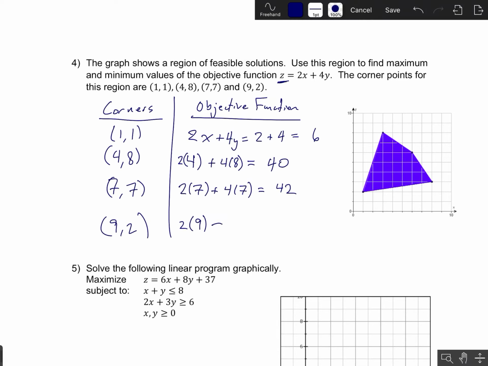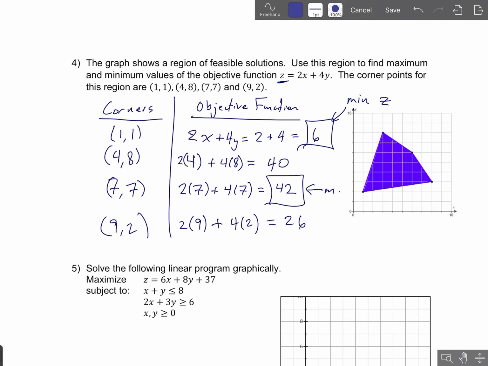And then lastly, if we plug in (9, 2), then our x value would become a 9, and our y value would become a 2, and we would get an 18 plus an 8, which is a 26. And now we wanted to find the maximum and minimum values of the objective function. It looks to me like the minimum value is a 6. So this is our minimum z. And the maximum z that occurs on this region is 42.